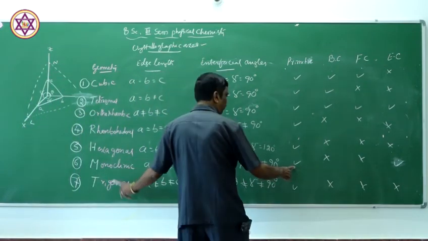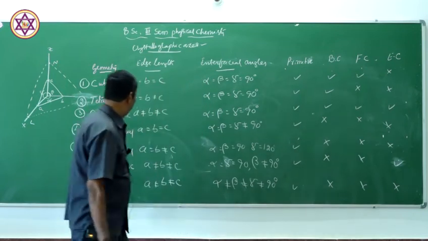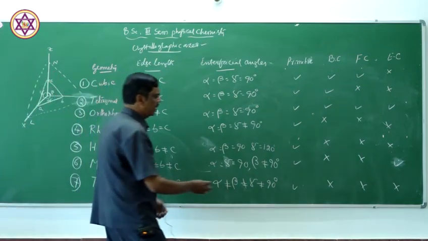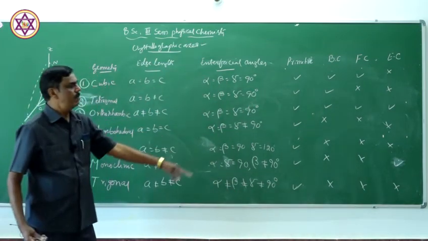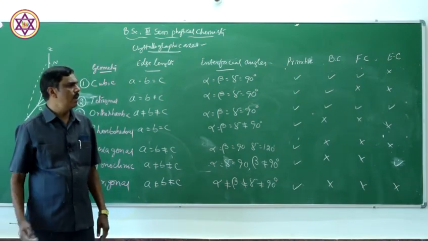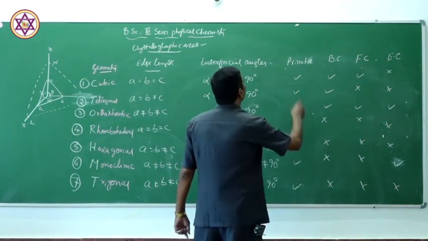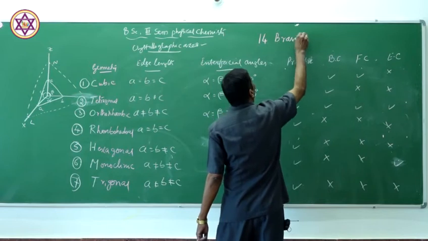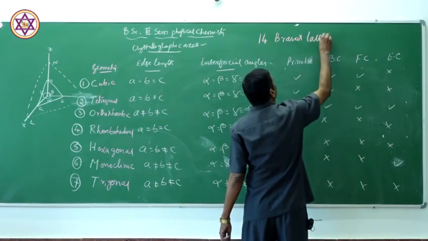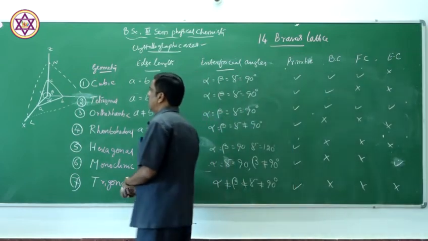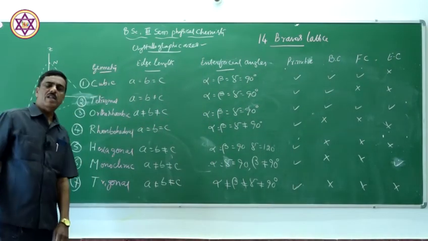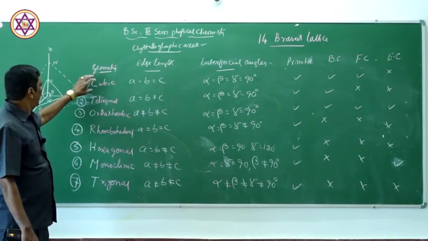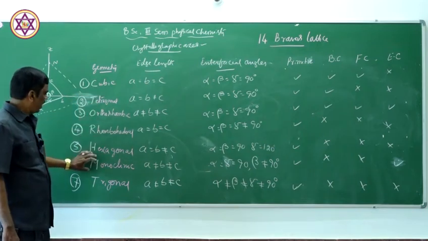and in case of monoclinic lattice, 2 types exist. One is primitive cell and another one is edge centered cell or edge centered monoclinic lattice. In case of trigonal, only one type of Bravais lattice, that is primitive lattice. Totally, if you count this number, there are 14 Bravais lattice. 14 Bravais lattice exist in these 7 types of geometries: cubic, tetragonal, orthorhombic, rhombohedral, hexagonal, monoclinic, trigonal.